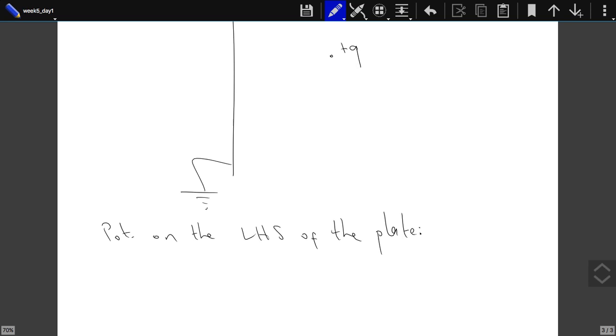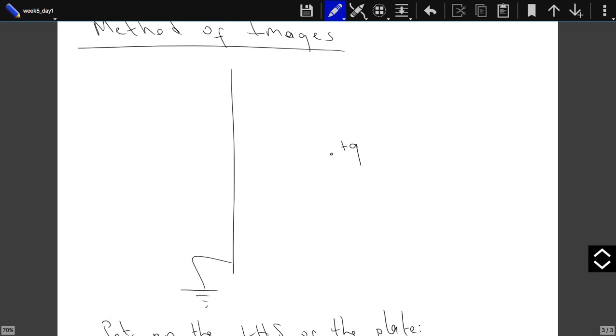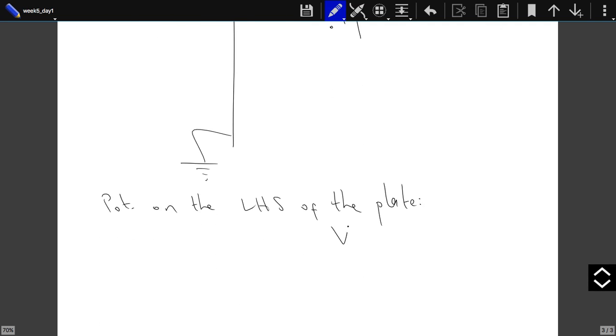Does it satisfy the Laplace equation or the Poisson equation on the left-hand side? Why? Well, there are no charges on the left-hand side, so remember, the potential always satisfies this equation. If there are no charges, the charge density is 0, so rho is 0. So it satisfies the Laplace equation.